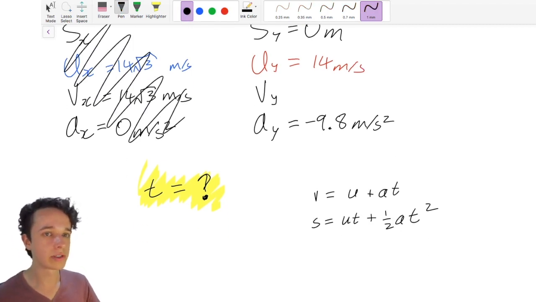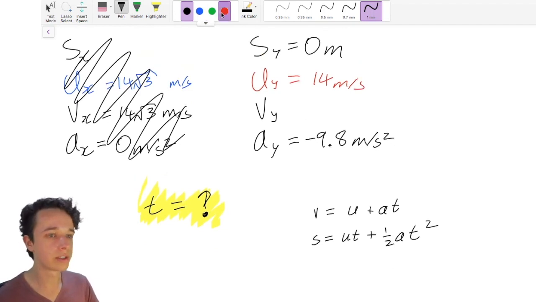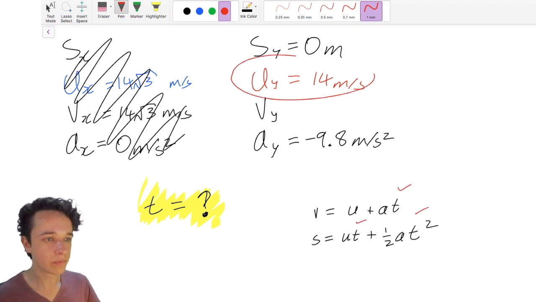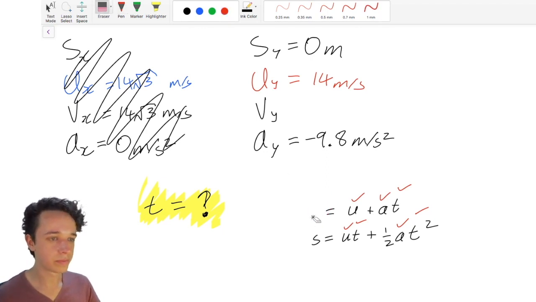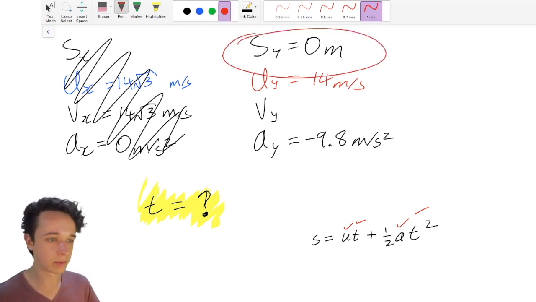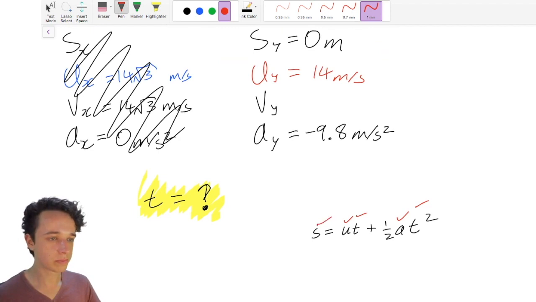Now, like I said, both these equations have a T, which is good because the T is the thing we're looking for. We have a U, and both these equations have a U. We have an A, and both these equations have an A. Do we have a V? No, we don't have a V, and this equation has a V. So we can't use that equation. This last equation, the only unticked variable so far is the S, and we do have an S. We do have a displacement. So we can use this equation with the Y component data.